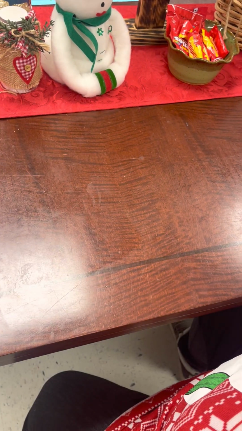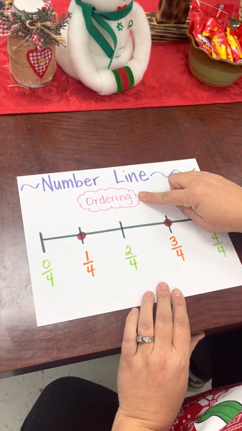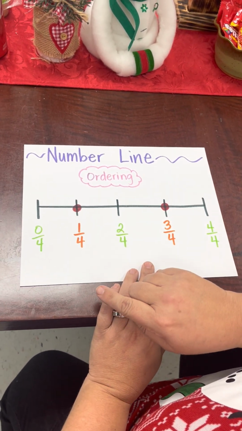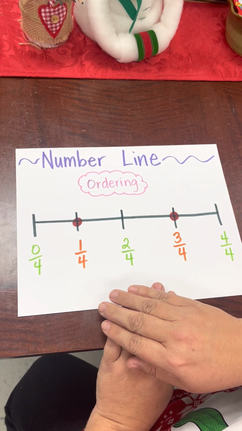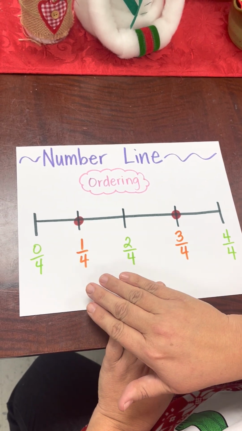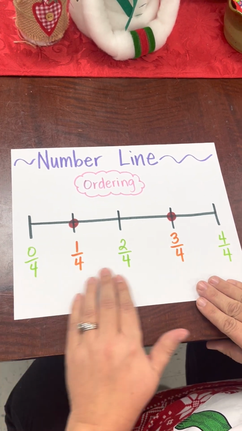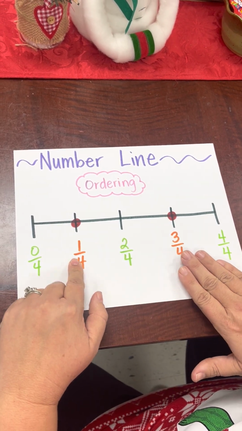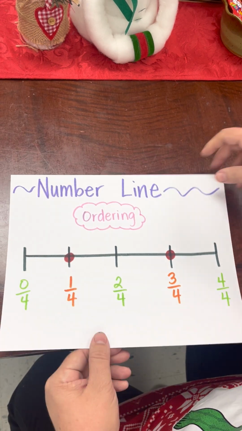A number line is the next best thing when ordering fractions. You could use a number line for many things, but when you're trying to see which fraction goes in order, a number line is a great way to show that 1/4 comes before or is smaller than 3/4 on the number line.